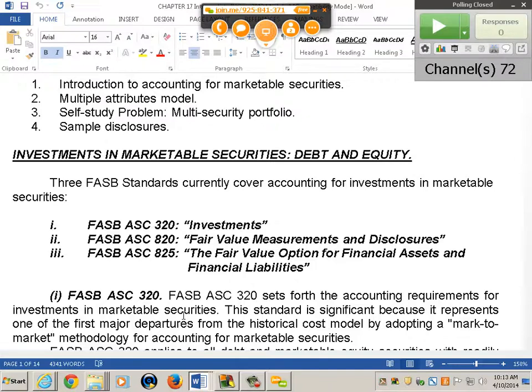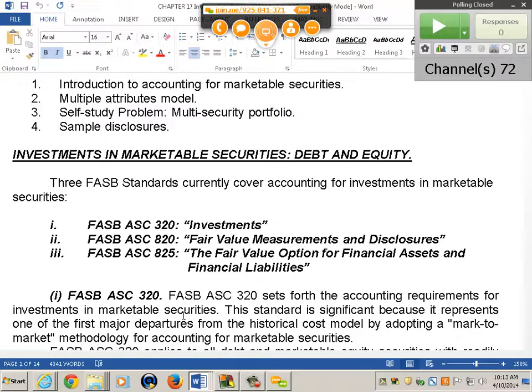320 ASC, of course, is the Accounting Standards Codification. That has been around for a while. The fair value measurements, we'll talk about that in Module 2. I also have a flow chart I posted on Blackboard, and I'm sorry if I forgot to tell you to bring that, but you could always print that out.